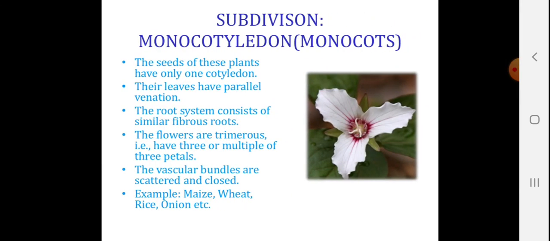Let's talk about the monocots, which is the subdivision monocotyledon. The seeds of these plants have only one cotyledon. Their leaves have parallel venation. They don't have reticulate venation. The root system consists of similar fibrous roots. They don't have a taproot system. The flowers are trimerous. They have 3 or multiples of 3 petals. The vascular bundles are scattered and closed. Examples are maize, wheat, rice and onion.